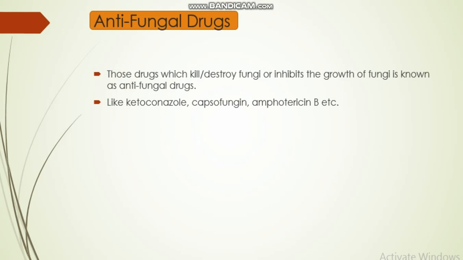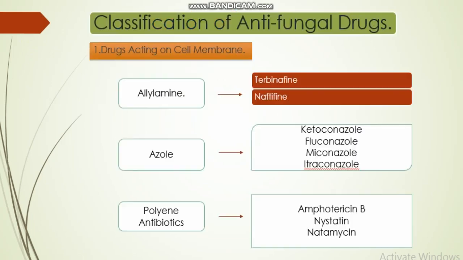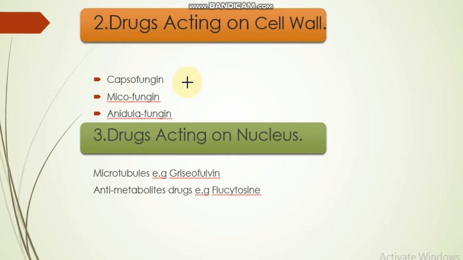Now let's move forward to the classification of the antifungal drugs. We can classify antifungal drugs on the basis of their action on the different parts of the fungus or the fungal cell. On this basis, we can classify the antifungal drugs into three main classes: drugs acting on the cell membrane, drugs acting on the cell wall, and drugs acting on the nucleus.